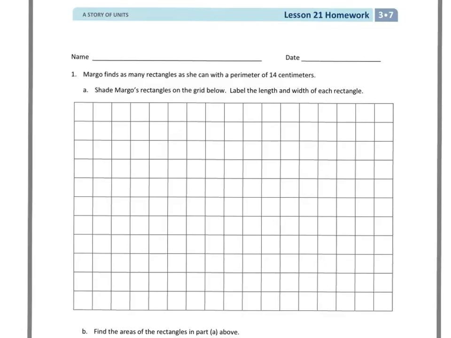So, going with our strategy, we have 14 as our desired perimeter. I'm going to divide that by 2 because I want to break it in half. Now, I'm going to find all of the addition problems that can make 7. So I know 1 plus 6 can, 2 plus 5 can, and 3 plus 4.